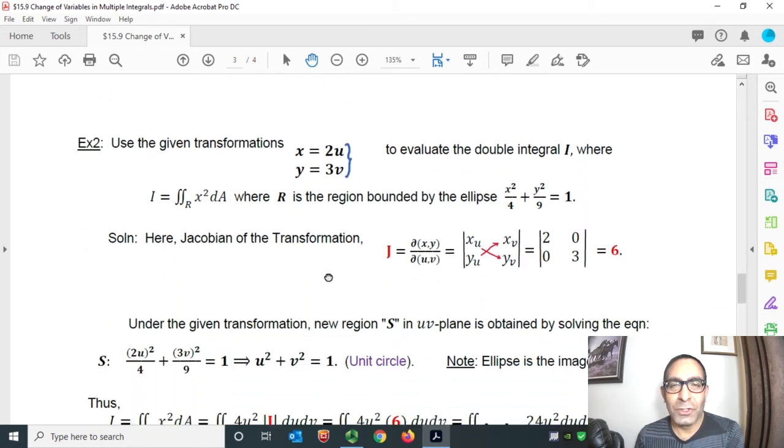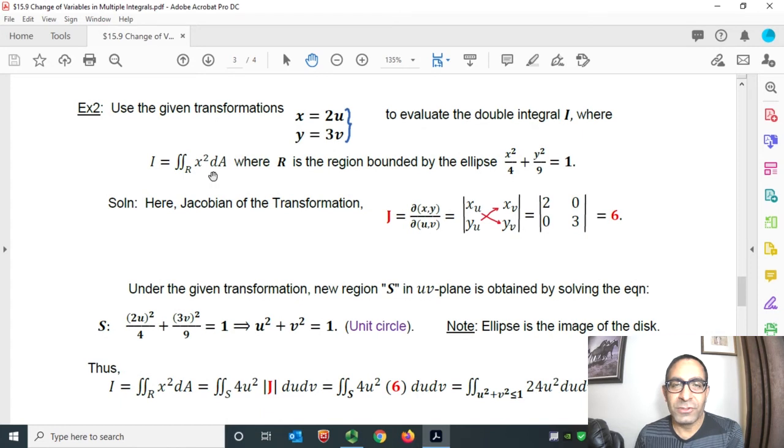Now let's do example 2. Use the given transformations. Here the equations are x equals 2u and y equals 3v. To evaluate the double integral, given to us is the double integral of x squared over R, where R is the region bounded by the ellipse in the xy plane. This is the equation of the ellipse. So let's begin the solution.